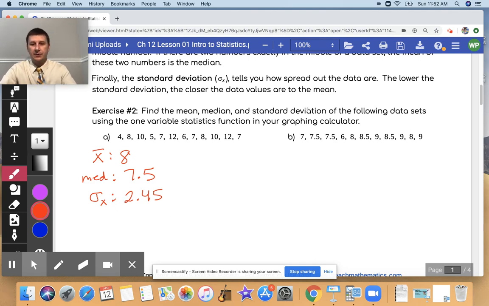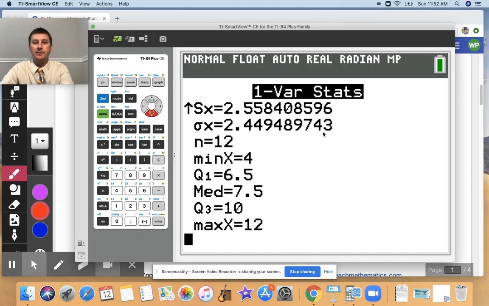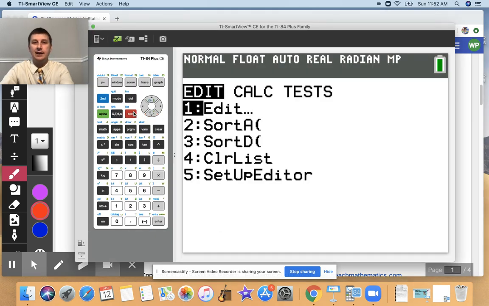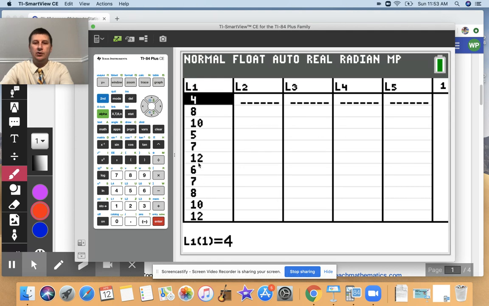All right, so let's go over to part B now, where it gives us a little bit of data: 7, 7.5, 7.5, 6, 8, 8.5. So we're going to be inputting these into our one-var stats list again. So we're going to go back to stat this time. We're going to click on edit, and right now you have all these numbers in your list. So to clear those numbers out, we're not going to delete them, we're going to clear them.